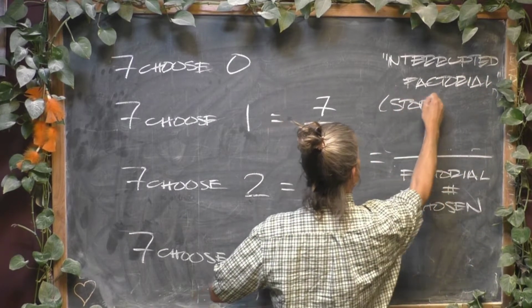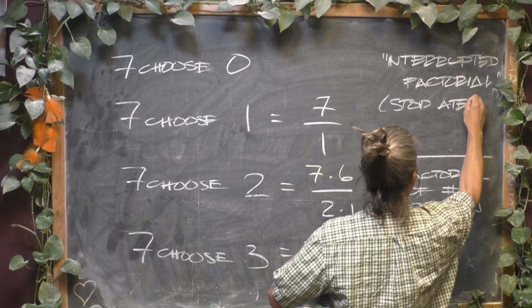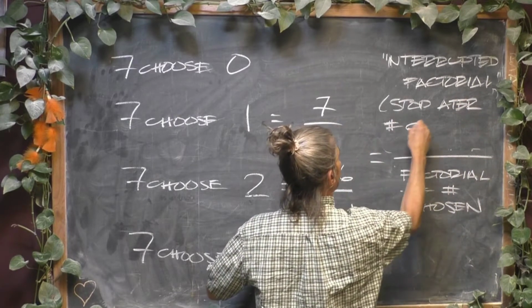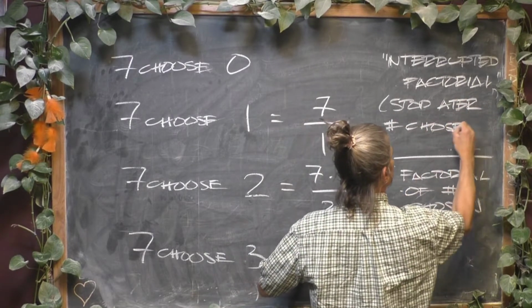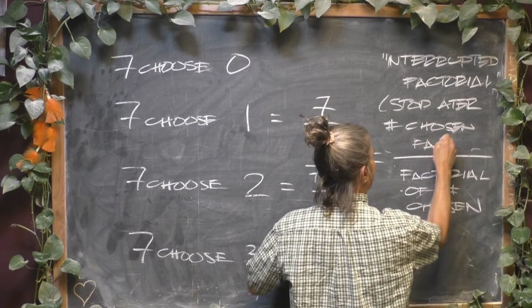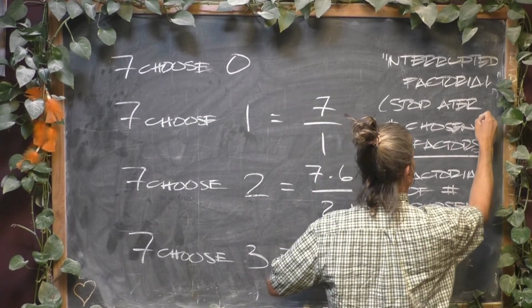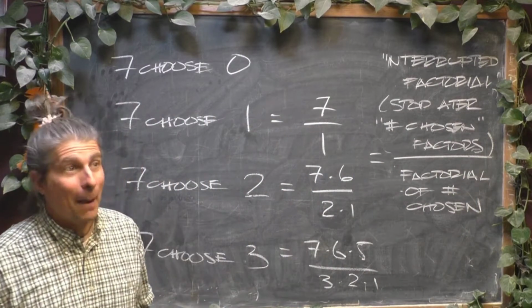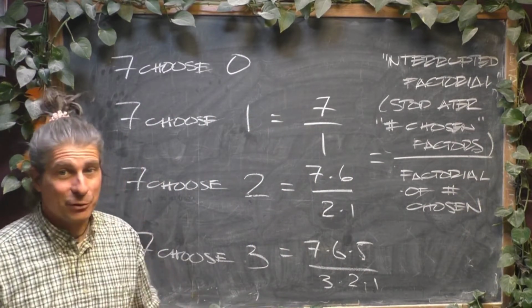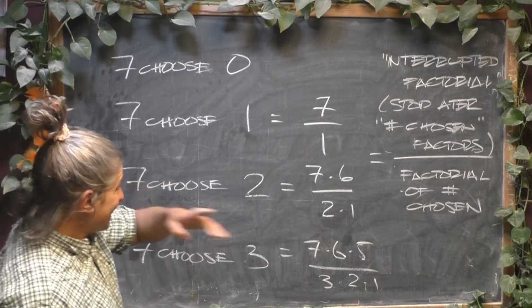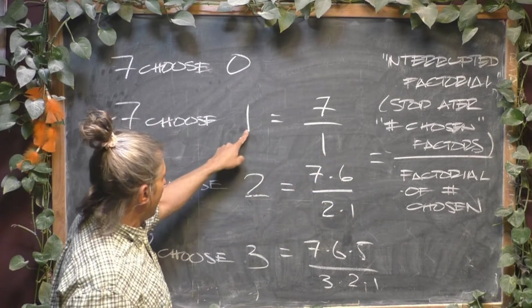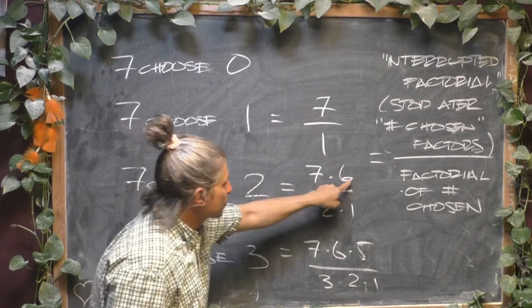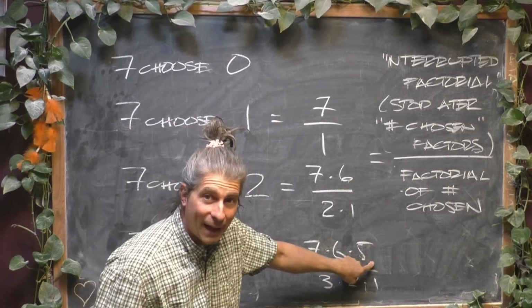Stop after number chosen factors. Now that doesn't look like a math formula, but it sure as hell is. I'll demonstrate in a second. But the reason I'm saying stop after number chosen factors is, like, with 1, you stopped at 7. With 2, you stopped at 6. With 3, you stopped at 5.